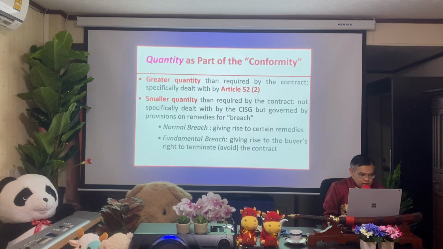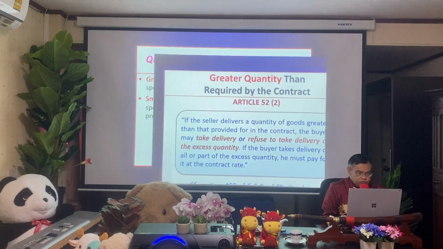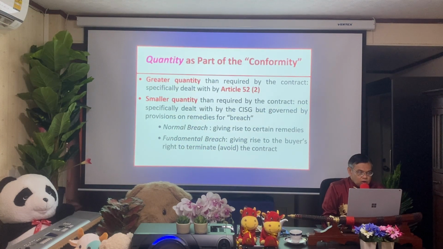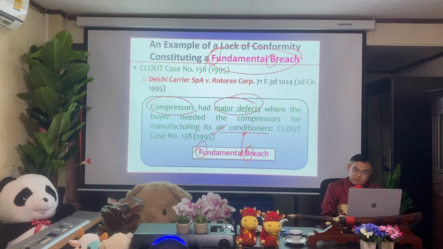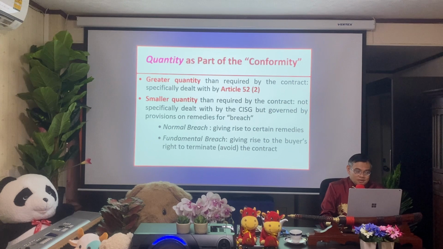Now, I think that a few more things need to be said. Quantity. Well, I think that we have a break first. After the break, we are going to talk about the quantity, quantity as part of the conformity. Remember when we talk about conformity? The goods must conform with the contract in the dimension of what? In the dimension of quality, quantity, description, and packaging. After the break, we will talk about the quantity as part of conformity.